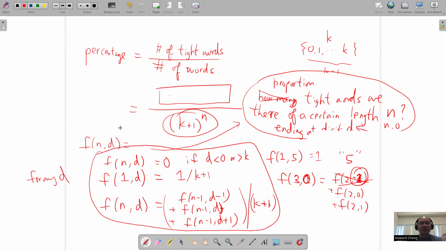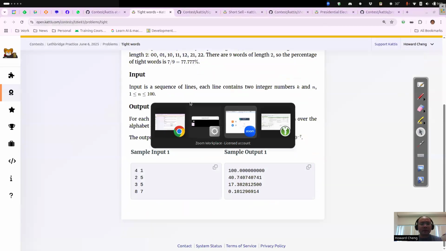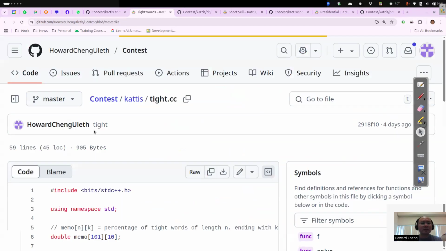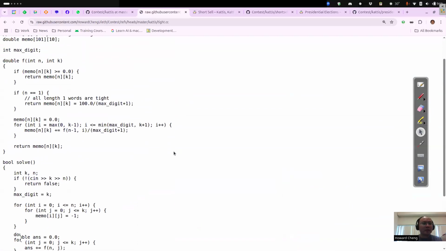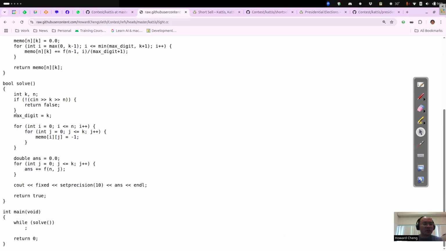And now this is classic dynamic programming. So we're going to go and look at how we implement the code. I don't know if the code that I have is exactly what I wrote. It doesn't really matter. So instead of d, I use k here, and max digit is k.